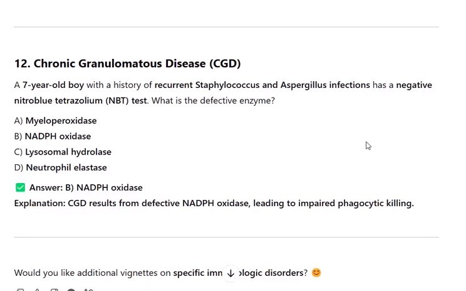12. Chronic granulomatous disease, CGD. A 7-year-old boy with a history of recurrent Staphylococcus and Aspergillus infections has a negative nitroblue tetrazolium (NBT) test. What is the defective enzyme? A. Myeloperoxidase. B. NADPH oxidase. C. Lysosomal hydrolase. D. Neutrophil elastase. Answer: NADPH oxidase. Explanation: CGD results from defective NADPH oxidase, leading to impaired phagocytic killing.